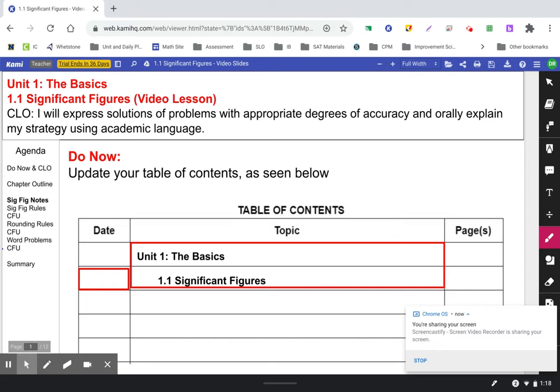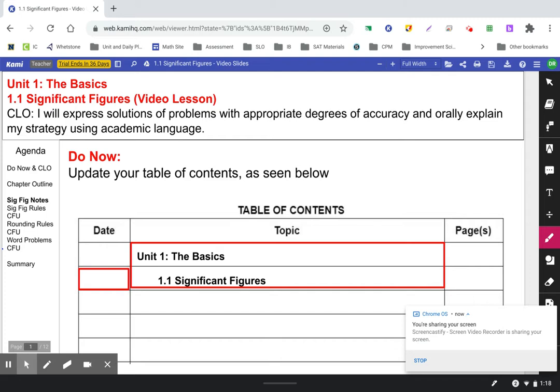This is in Unit 1, which I'm titling The Basics, and it's Lesson 1.1, which is all on significant figures. So for today, our CLO is we're going to express solutions of problems with appropriate degrees of accuracy, and then orally explain our strategies using academic language when we come back and we're doing in person, or when we're doing small breakout rooms in class.